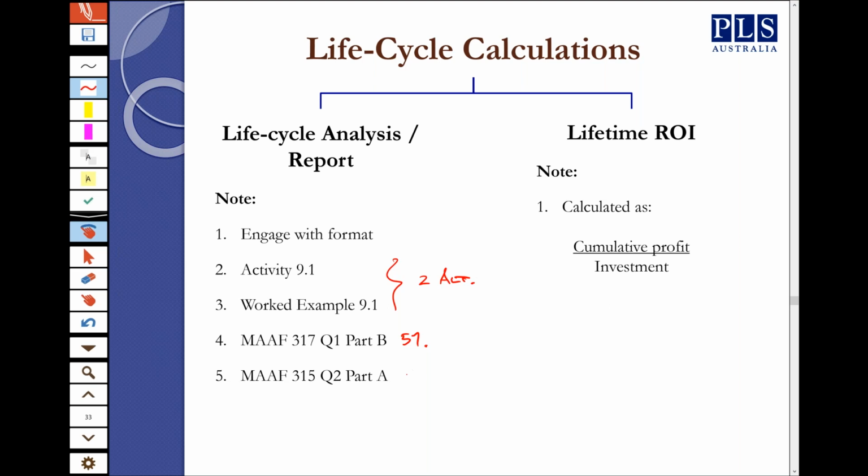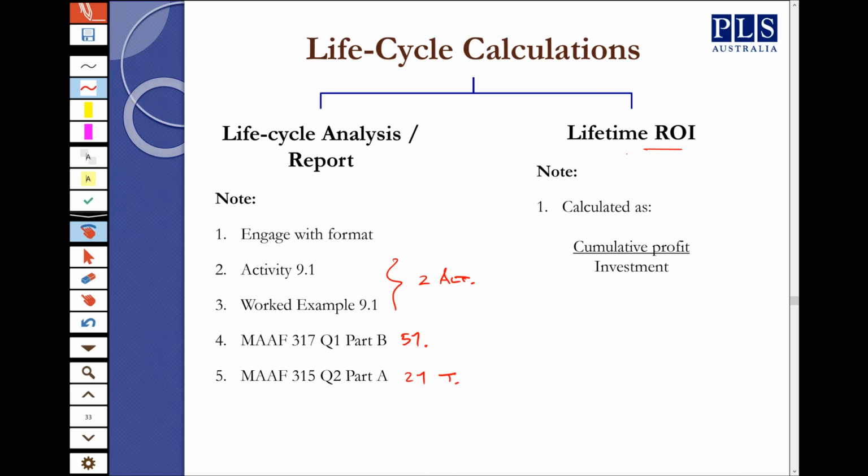Note in turn that 315, that was a 2-mark theory question. What benefit would they have gained from employing life cycle? Now, I'm going to show you that report in a moment, however. I will also note that they do reference to the concept of a lifetime return on investment. Make sure you understand your lifetime return on investment is your cumulative profit divided through by your investment.